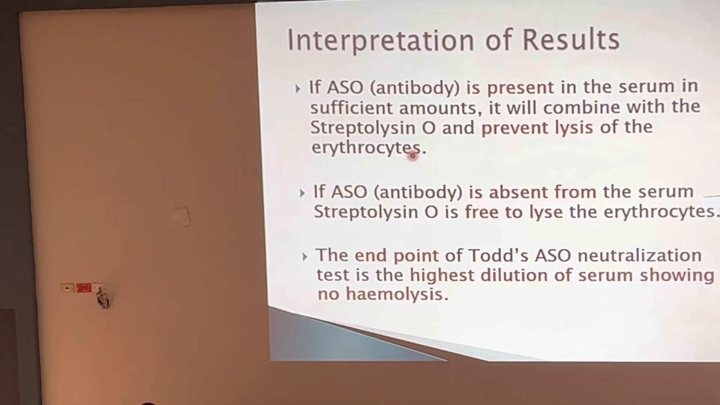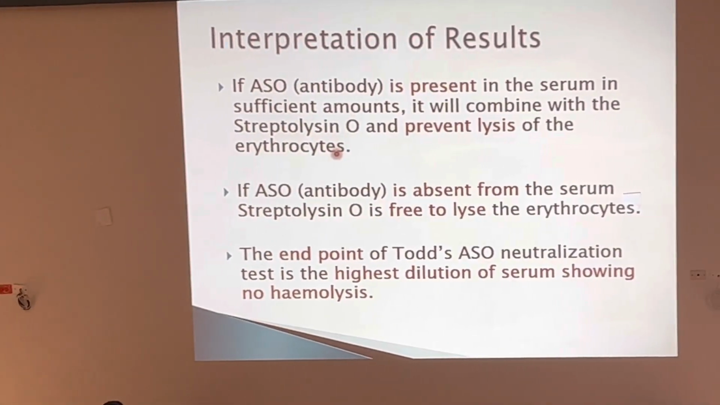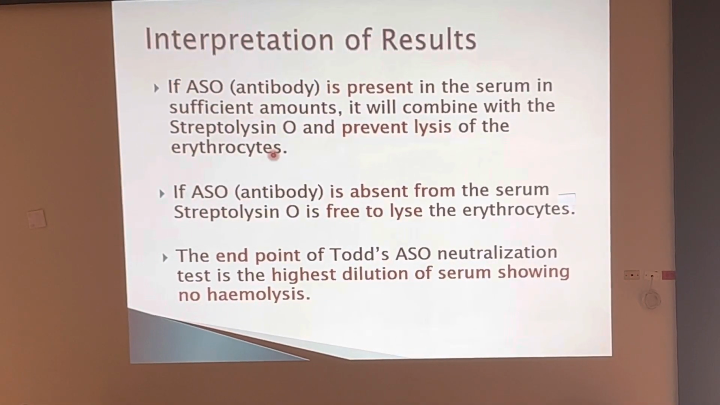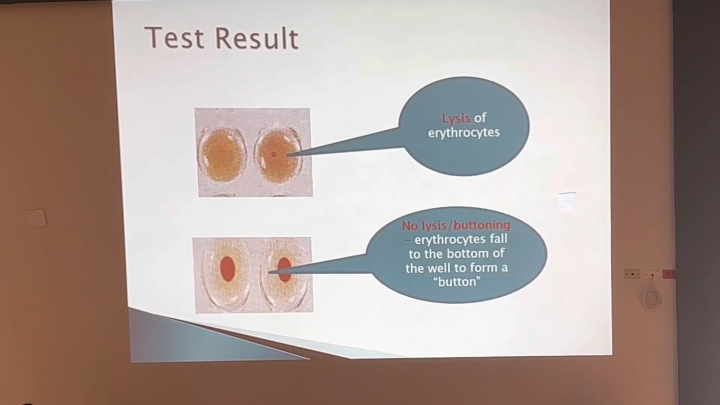All right. So for the end point, we're going to have to speed it up a little bit. The end point of the ASO neutralization test is the highest dilution of serum which shows no hemolysis, or which shows bottoming. So this is what bottoming looks like. Red cells fall to the bottom of the well, and the bottom of the well is curved, so they're going to fall together. They're going to make a clump or a button, as opposed to lysis here.